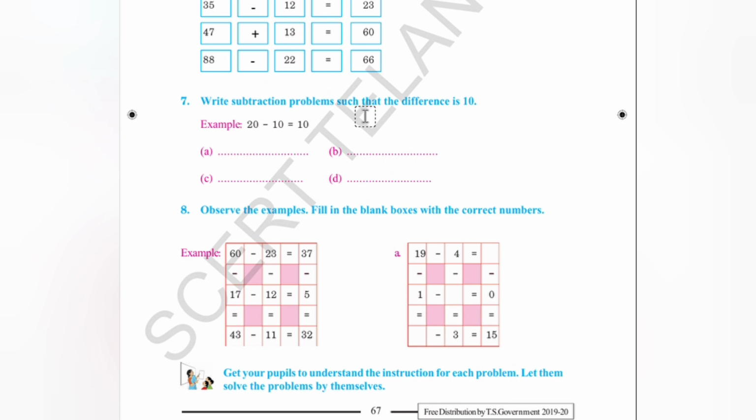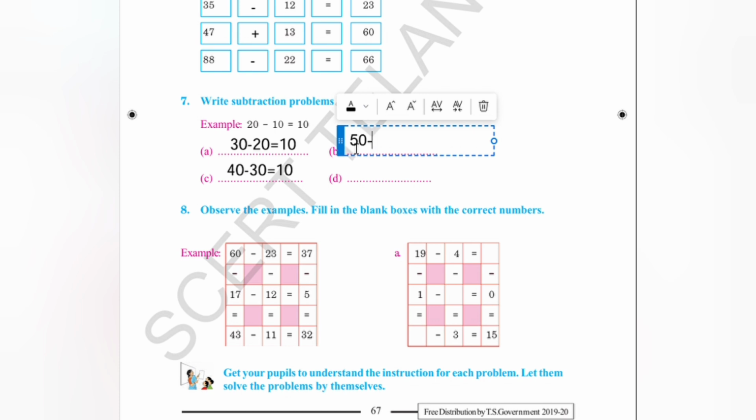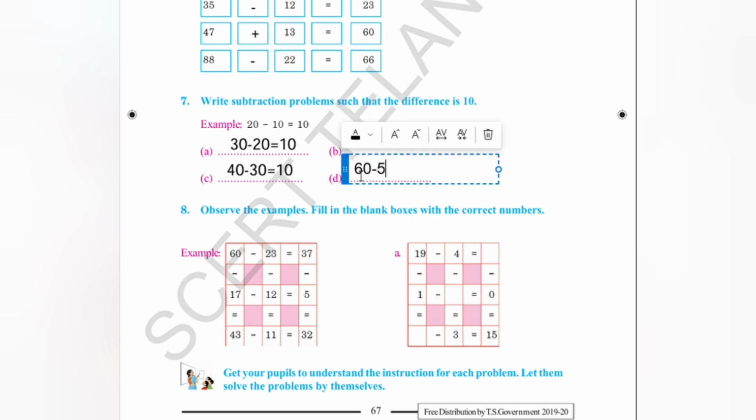Write subtraction problems such that the difference is 10. So 20 minus 10 is equal to 10. Then 30 minus 20 equal to 10. Then 40 minus 30 equal to 10. 50 minus 40 equal to 10. Then 60 minus 50 equal to 10.